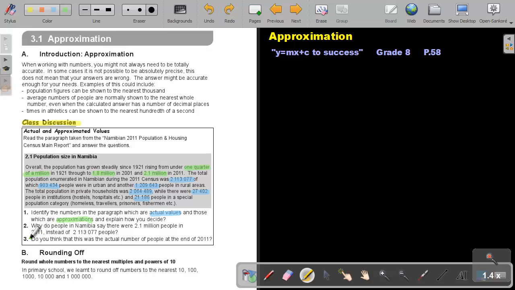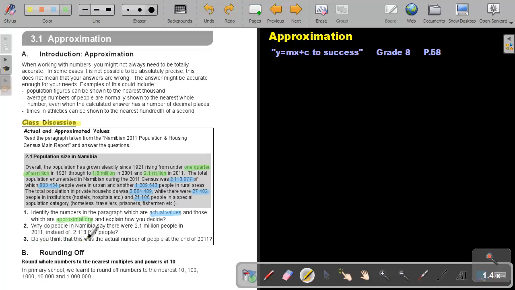Now, number 2. Why do people in Namibia say there were 2.1 million people in 2011 instead of 2113077 people? I think the answer will be it's easier to remember an approximated value than an exact value. So after reading this, it's easier to remember, oh, there were just 2.1 million people than remember the 2113077 people. Okay, let's look at number 3.